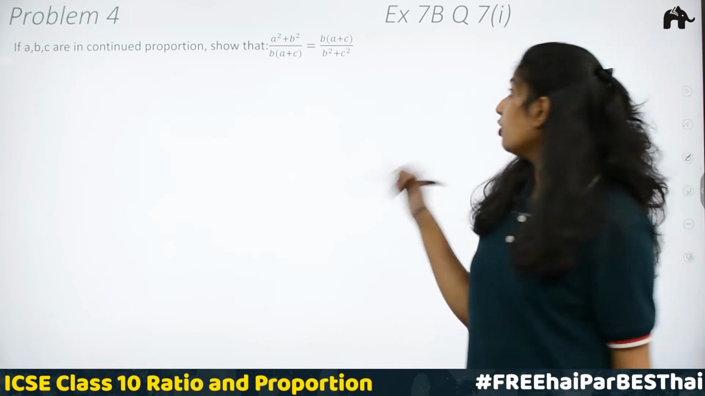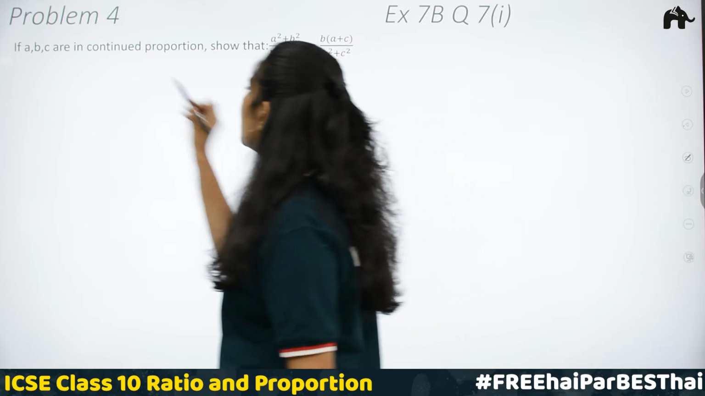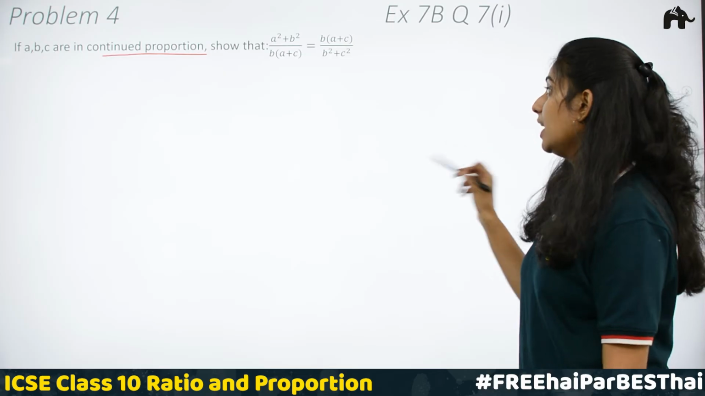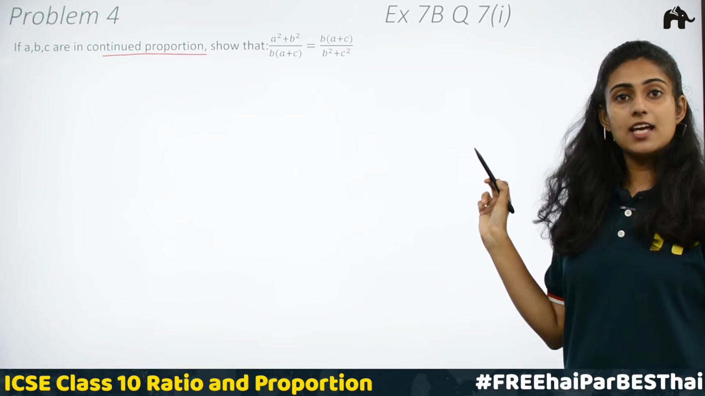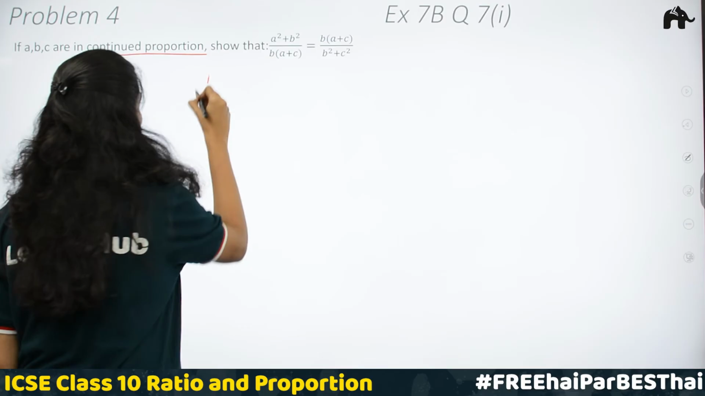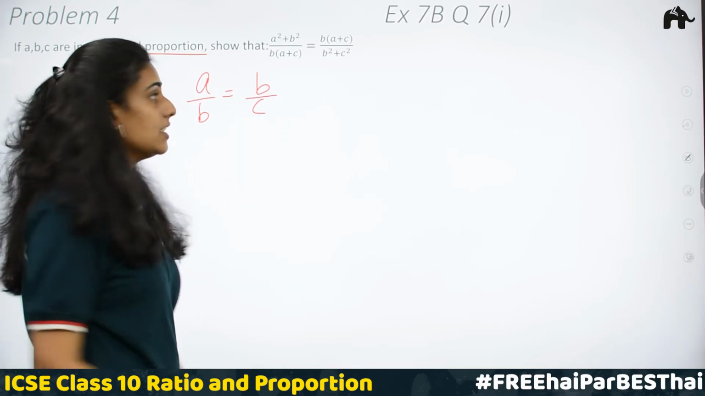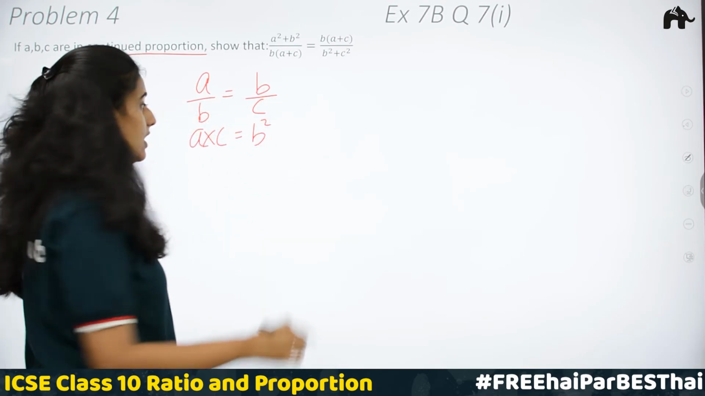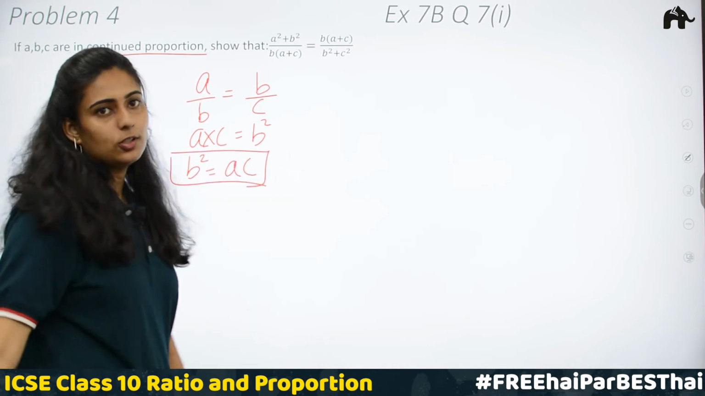Okay, problem 4. Question 7.1 of exercise 7b. If a, b, c are in continued proportion, show that a square plus b square divided by b into a plus c is equal to b into a plus c divided by b square plus c square. Okay, for a continued proportion, we know that a by b is equal to b by c. This can be written as a into c is equal to b square just by crossing. That is, b square is equal to ac. Okay, b square is equal to ac.